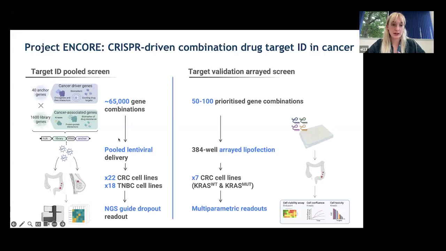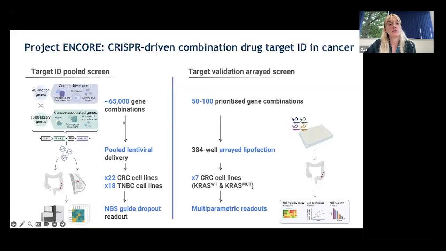So to directly contrast that with the approach we took in the validation lab, we prioritized between 50 to 100 gene combinations from this initial list of 65,000, and I will talk about how that was done. Guides against these combinations were delivered in 384-well arrayed format using lipofection. We selected cell lines from the initial pooled screen, again, to give a range of biomarker background, but also to make it feasible to do arrayed screening. It wouldn't really be feasible to do this in all of the cell lines that were initially screened.